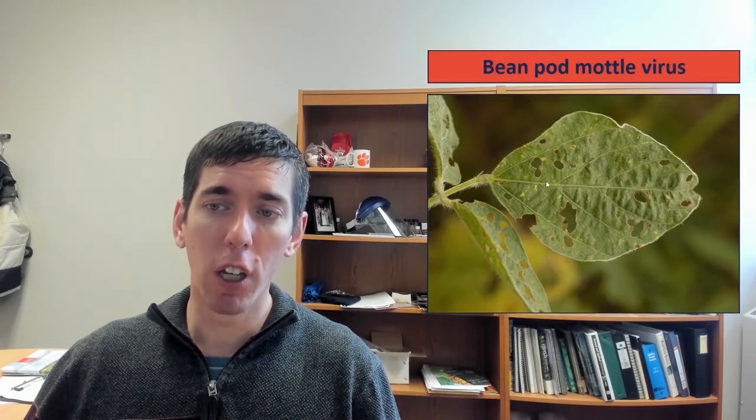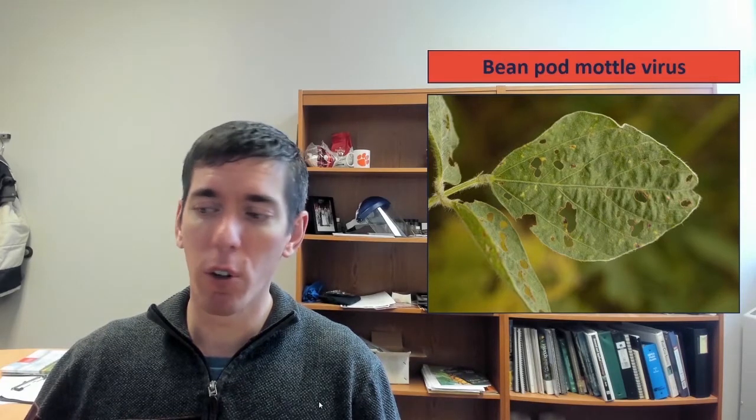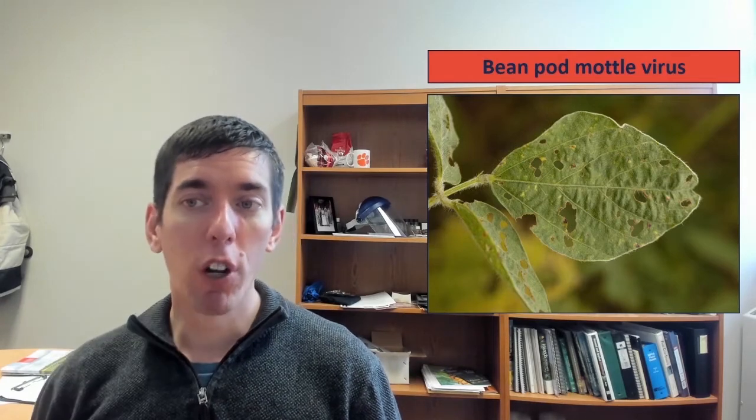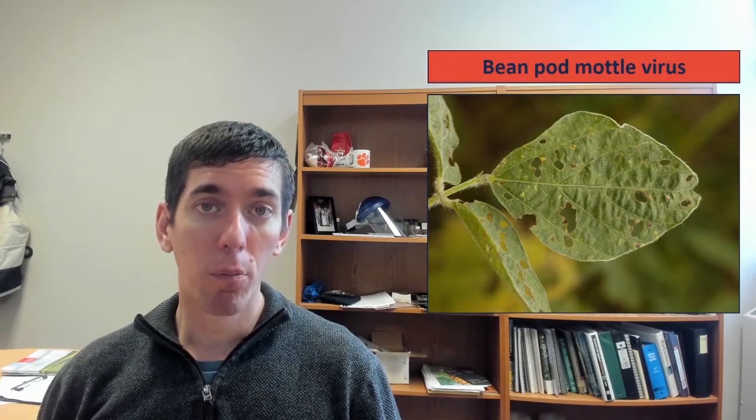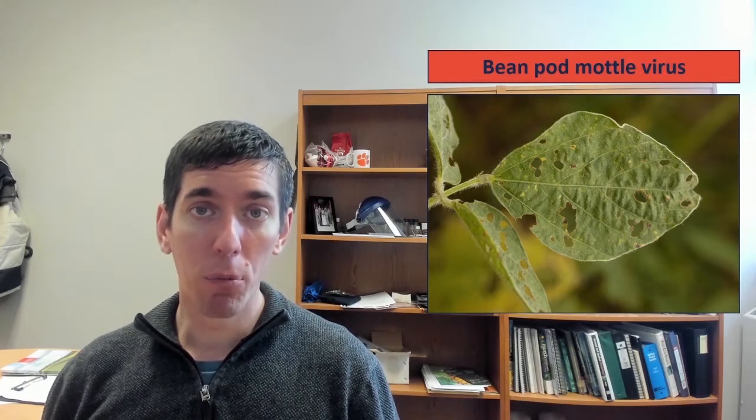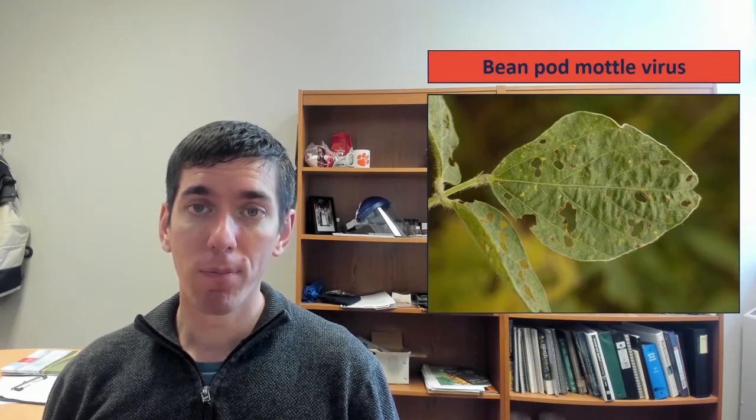Now you can see here the symptoms on the leaf. You get this sort of crinkling or bumping of the leaves and some of this mottled coloration here. The reason we call it bean pod mottle virus is you actually see discoloration of the seed later on in the season, and if you get enough of this, you can have some impacts on soybean quality.